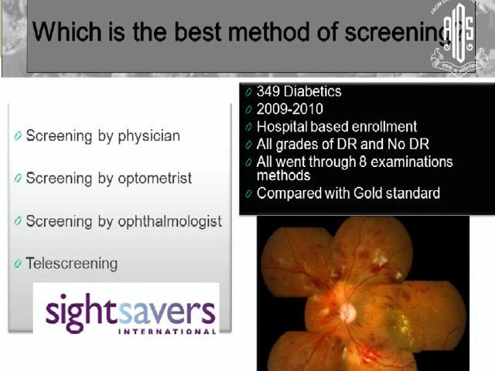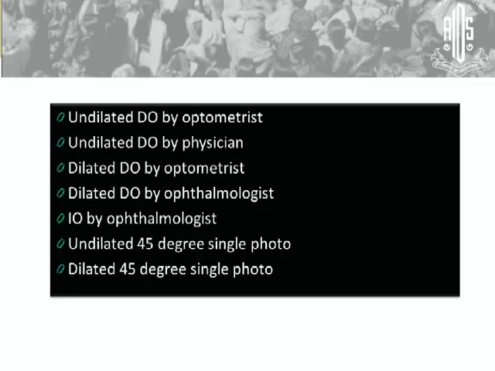Now, this was another study we did with Sightsavers, on which is the best method for screening diabetic retinopathy. We have screening by physicians, by optometrists, by ophthalmologists, telescreening, and so this was about 400 diabetics in 2009-2010, and we compared the gradings with a standard 7-field ETDRS one, and we had these groups. We had undilated direct ophthalmoscopy by optometrist, undilated direct ophthalmoscopy by physician, dilated direct ophthalmoscopy by ophthalmologist, indirect ophthalmoscopy, undilated 45-degree, and dilated 45-degree single photograph.